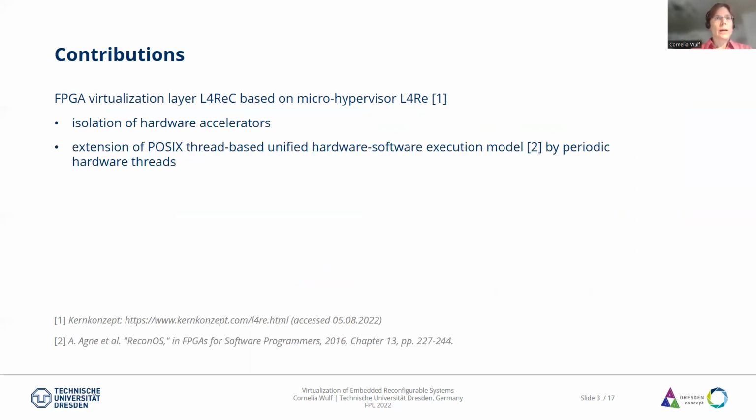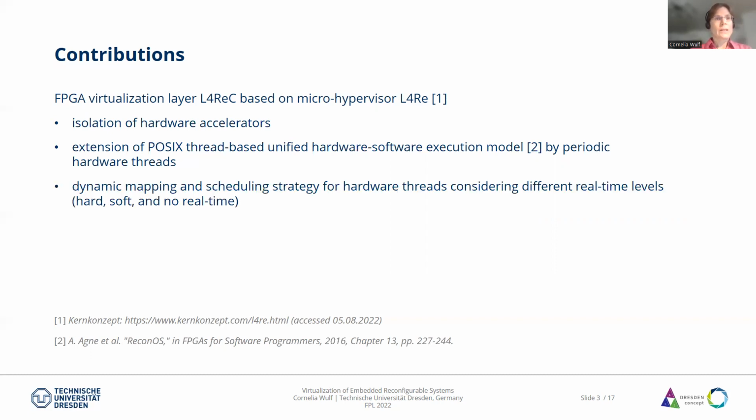In order to offer a high-level programming interface, we extend the POSIX thread-based unified hardware-software execution model introduced by ReconOS by periodic threads, which is a typical use case in reconfigurable embedded systems. And we present a dynamic mapping and scheduling strategy for hardware threads that considers different real-time levels: hard, soft, and no real-time. The objective of the strategy is to increase area utilization combined with deadline compliance.